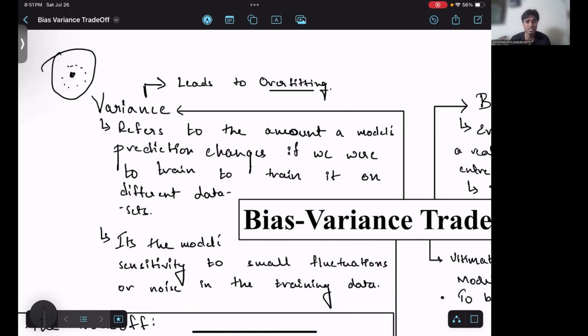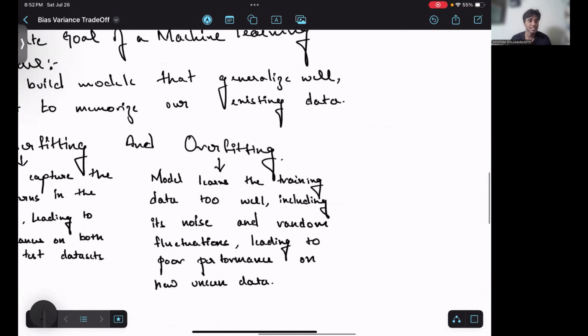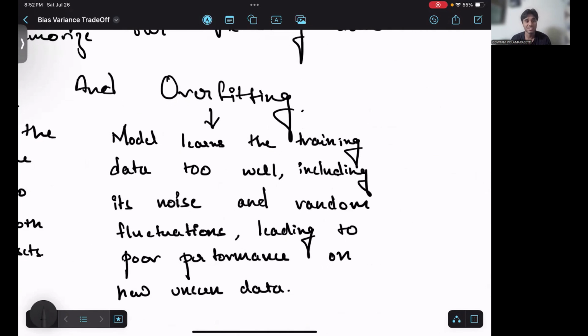Now, why does this happen in machine learning? A model with high variance essentially memorizes the training data, including its random noise and specific quirks, and it's too flexible. When it encounters slightly different patterns or noise in new data, it performs poorly because it hasn't learned any general rules, it only knows the specific rules of the training set. This leads to overfitting. Now, what is an overfitting model? An overfitting model is a model that learns the training data too well, including its noise and random fluctuations, leading to poor performance on new unseen data.